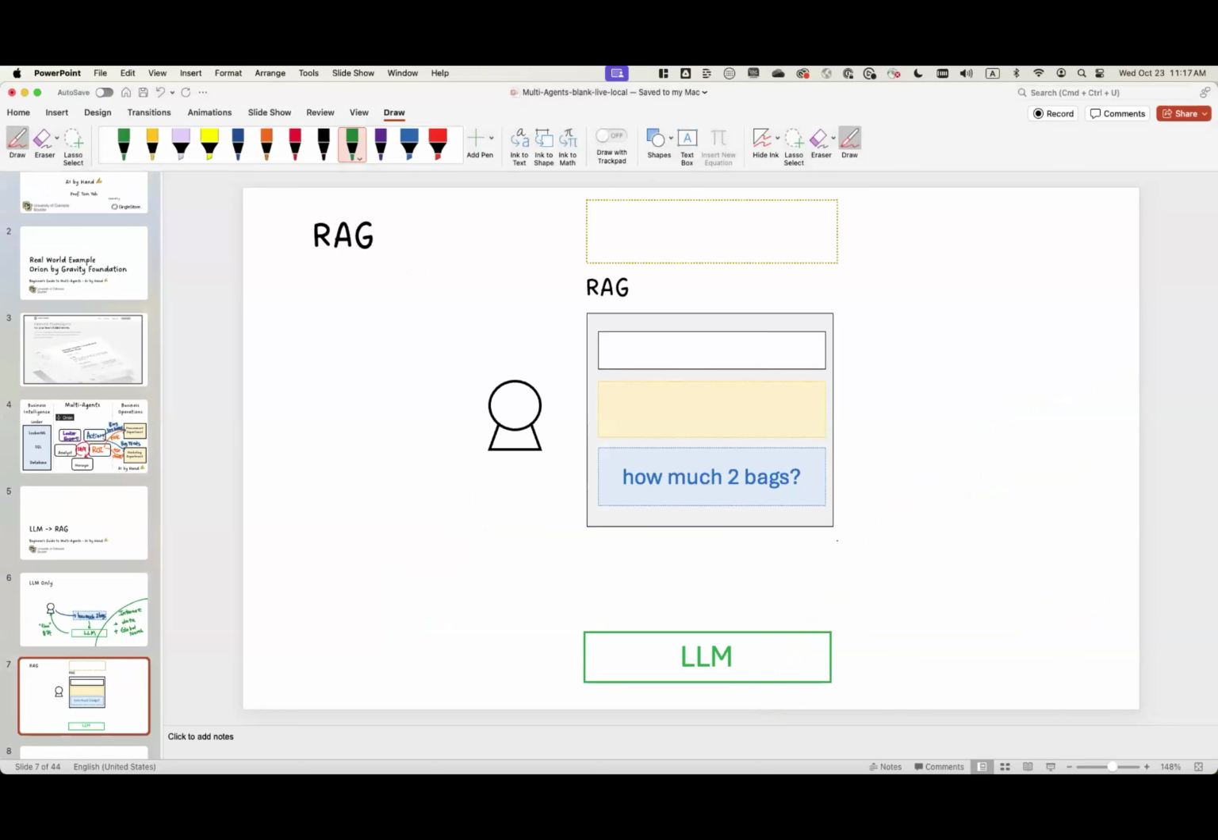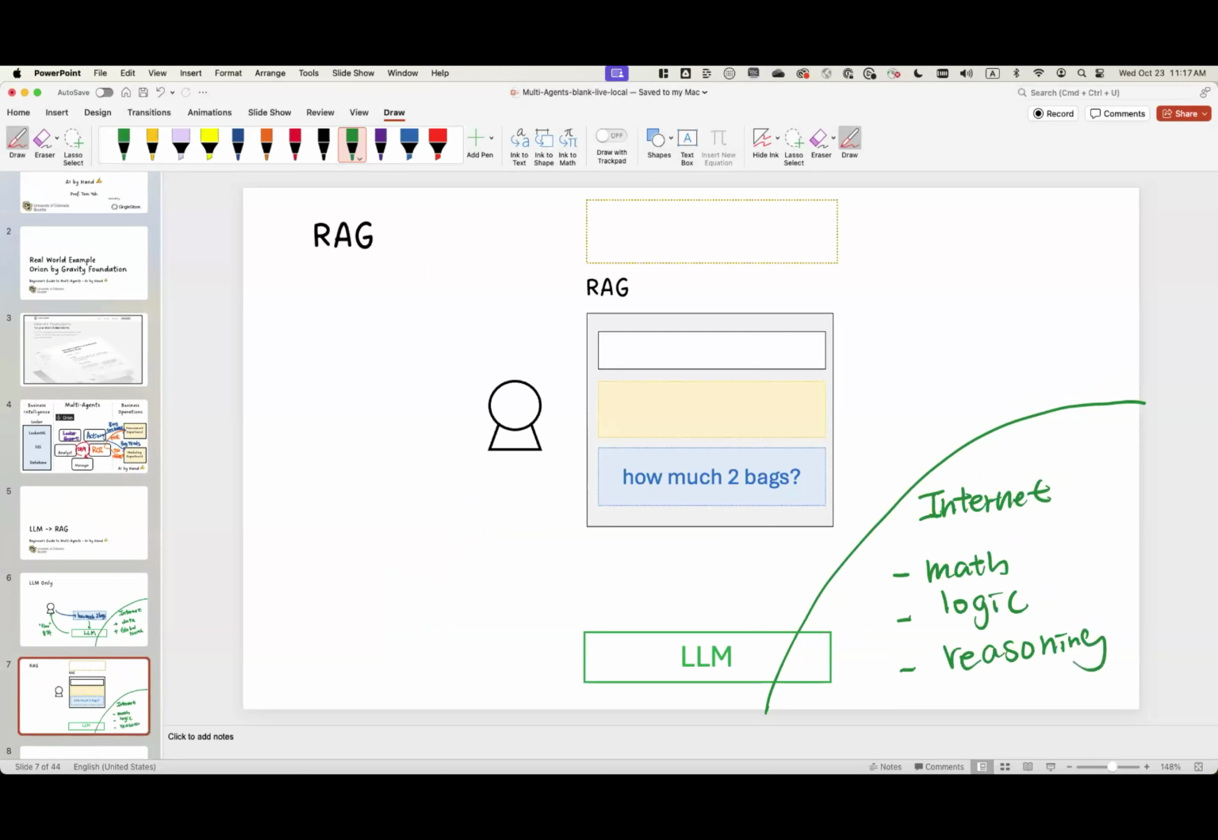But I would still like to use a large language model. Why? Even though it's trained on the internet with someone else's data, because of that much data, it actually does math quite well. This is what we want: we want it to apply its logic and perform some reasoning, not to hallucinate on data that's not your own. So that's when RAG comes in.